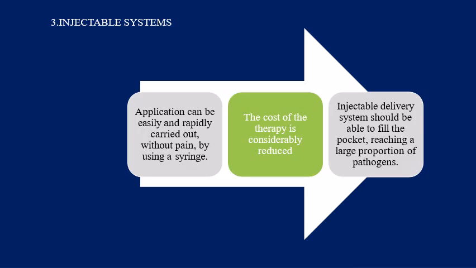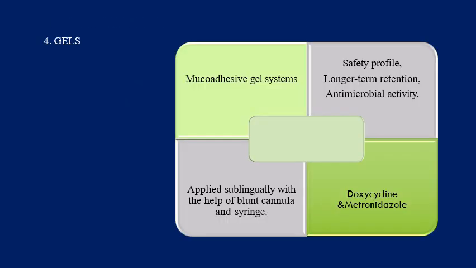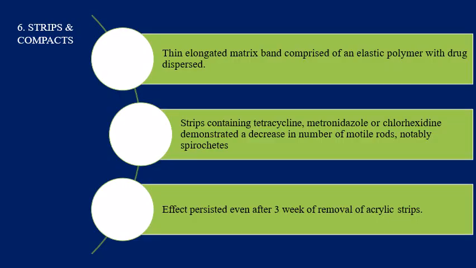Injectable systems: the application can be easily and rapidly carried out without any pain by using a syringe, and the cost is considerably reduced. The injectable delivery system should be able to fill the pocket, reaching a large proportion of pathogens. Gels are basically mucoadhesive in nature. There's a high safety profile, longer retention, and antimicrobial activity. It has to be applied subgingivally with the help of a blunt cannula and syringe. Examples include doxycycline and metronidazole.